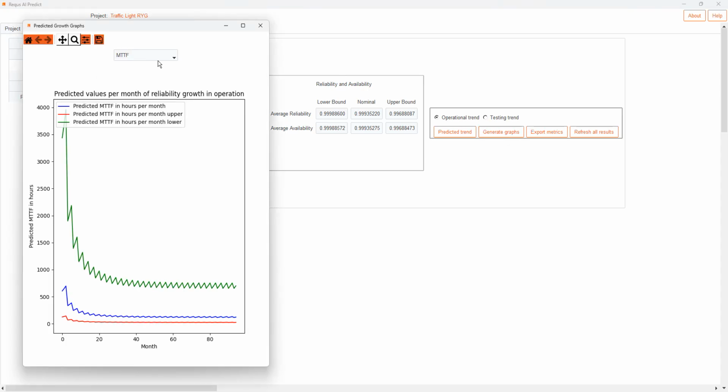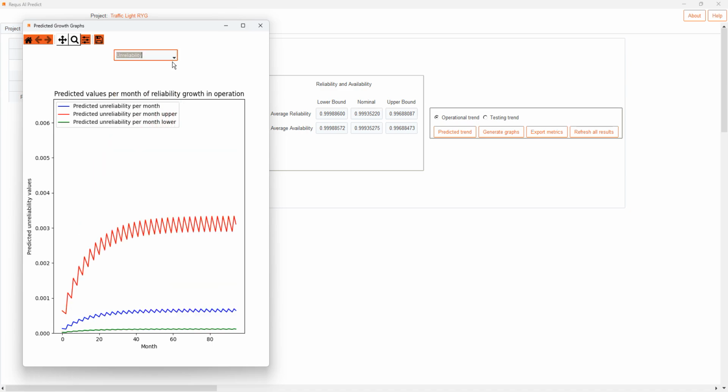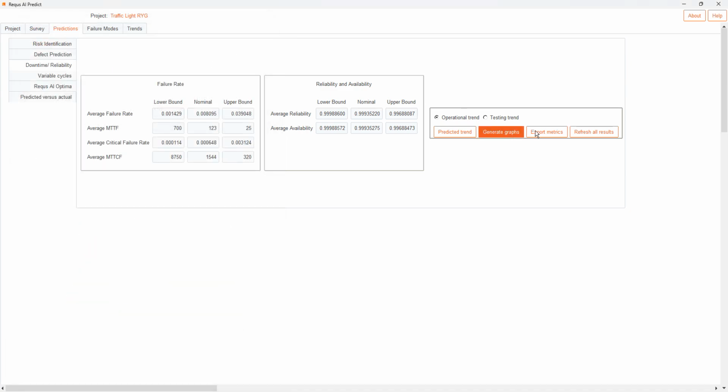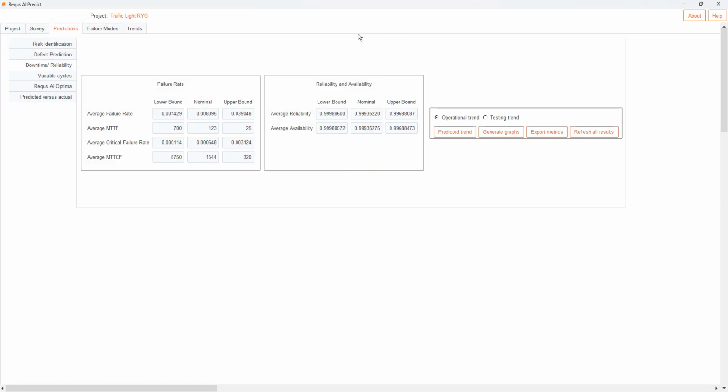Let's take a look at some of the graphs. We have mean time to failure. This is extrapolated out over many different program increments. Mean time to critical failure, the predicted failure rate, predicted critical failure rate, unavailability, and unreliability. We can export all the metrics, and we can also see it in a tabular form.